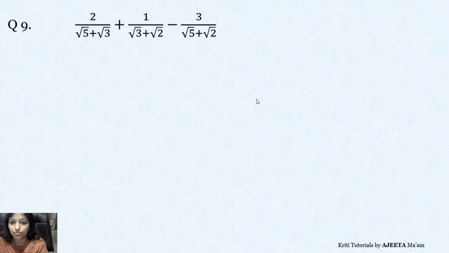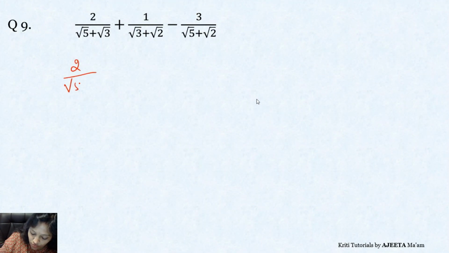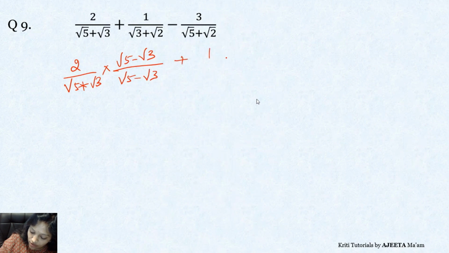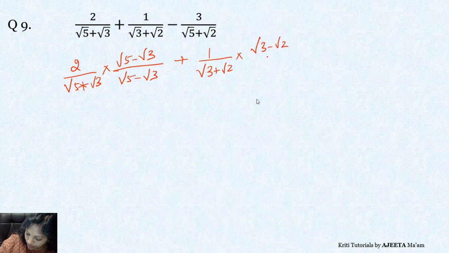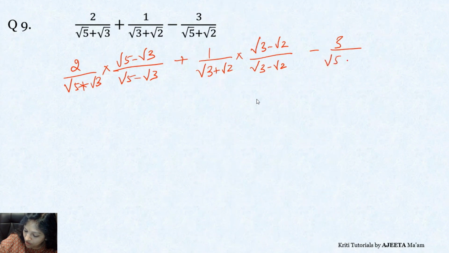Okay, now let's take another question. Now again you have 3. So what will you do? We will rationalize it individually. Okay, now let's take up the next. So root 5 plus root 3. So you will rationalize it with root 5 minus root 3. Now the other one you will rationalize it with root 3 minus root 2. Right? The next one you will rationalize it with root 5 minus root 2. Correct? Now let's do it.